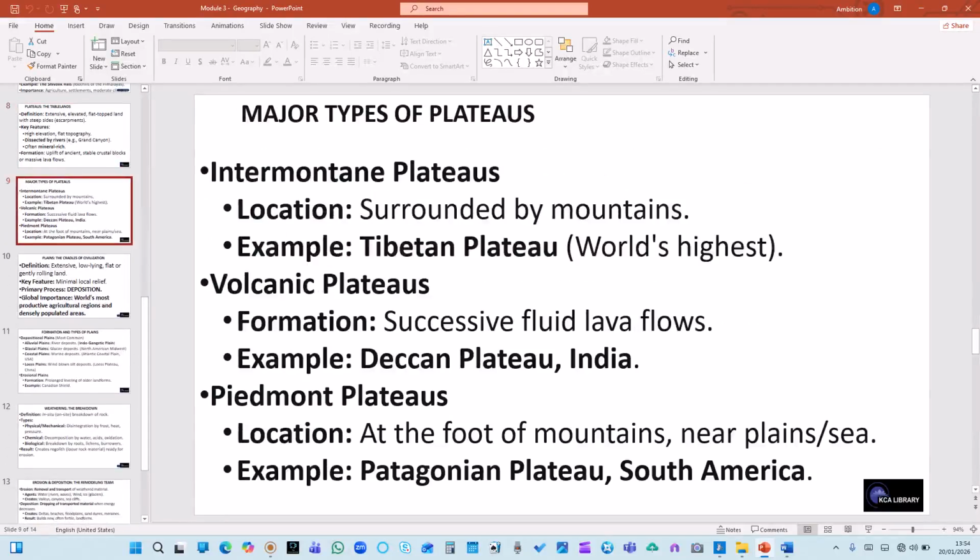Having known that, let us look at major types of plateaus. We have intermountain plateaus, which are usually located surrounded by mountains. An example is the Tibetan Plateau, the world's highest plateau. Then we have volcanic plateaus, whose formation is from fluid lava flow. An example of volcanic plateaus is the Deccan Plateau in India. Then we have Piedmont plateaus, which are usually located at the foot of mountains near plains or seas. An example is the Patagonia Plateau in South America.